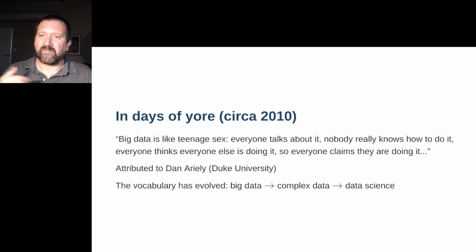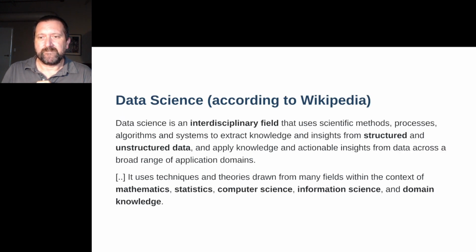And then there was a further evolution in terminology, and we seem to have settled on this right now: we now speak of data science. Okay, but data science essentially includes big data, complex data, anything data related. Okay, now, data science, what is it?